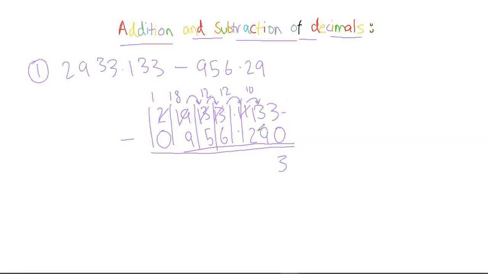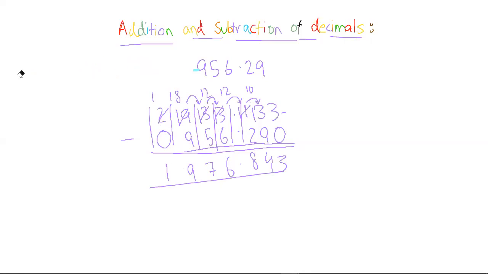So 13 minus 9 is 4. 10 minus 2 is 8. There are decimals here, point. 12 minus 6 is 6. 12 minus 5 is 7. 18 minus 9 is 9. And 1 minus 0 is 1. So the final answer is 1976.843. Let's solve one more example, subtraction.